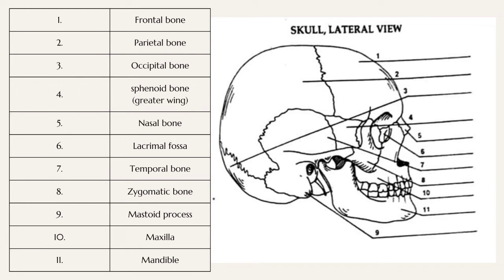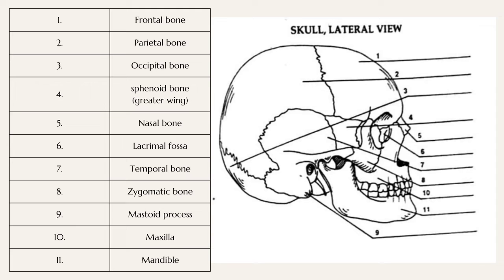So the next to be labeled is the skull, lateral view. The number one is frontal bone. The frontal bone is a shell-shaped, unpaired, flat bone of the skull located in the forehead region. It consists of six main parts: the squamous part, nasal part, two orbital plates, and two zygomatic plates. The primary functions of the frontal bone are to protect the brain and support the structures of the head, such as the nasal passages and eyes.